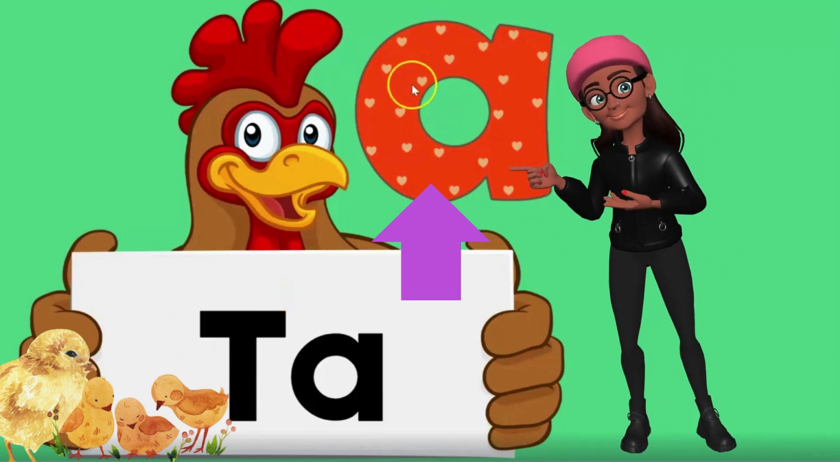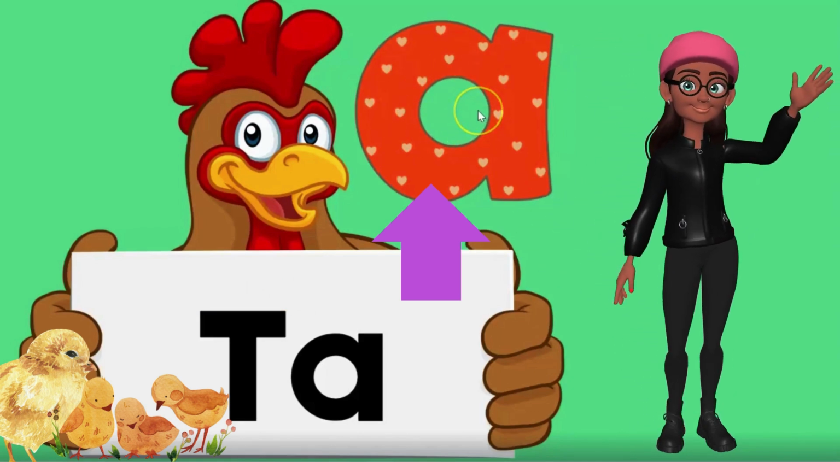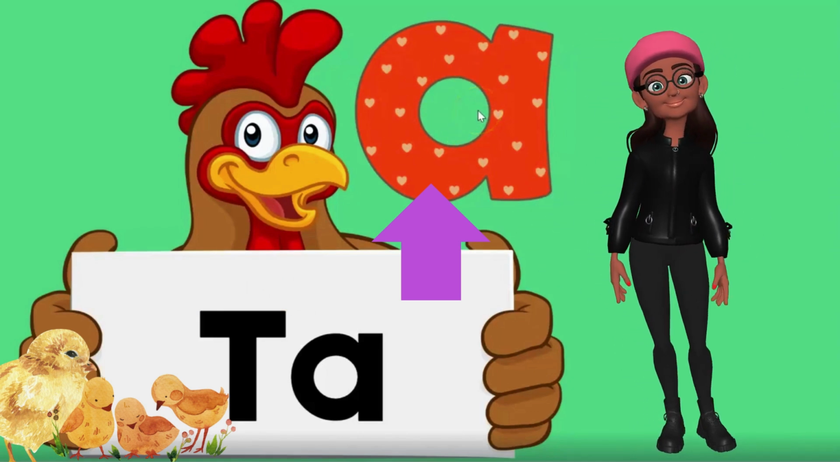We're looking at the vowel A. And the A says ah, ah, ah. So we're going to make these sounds one by one and then try to make them together.